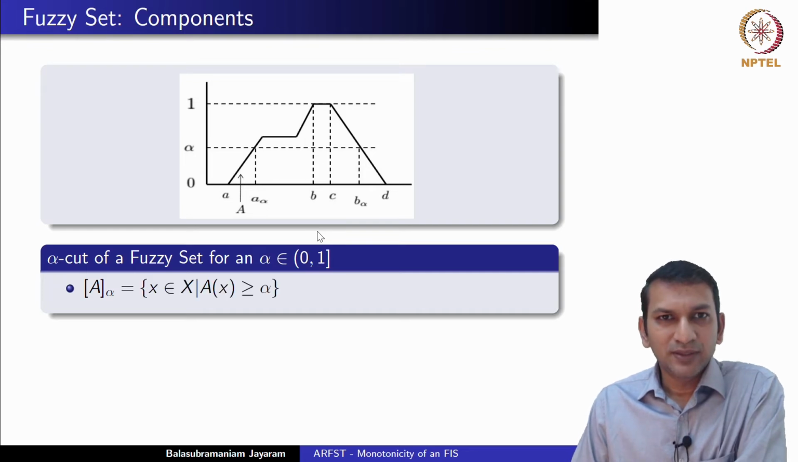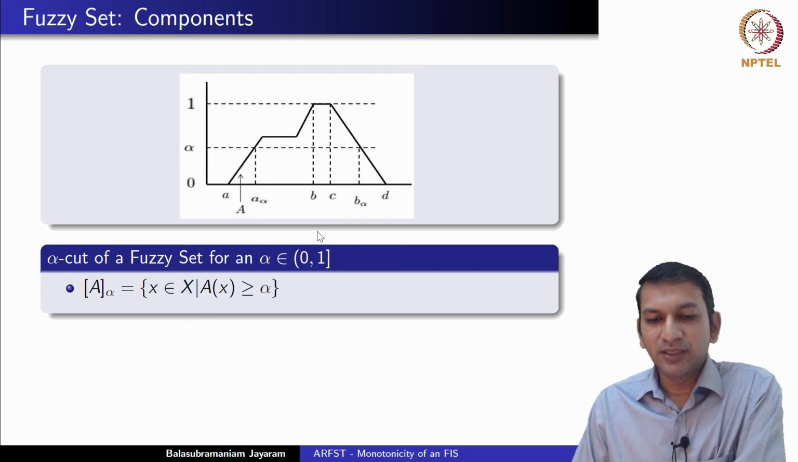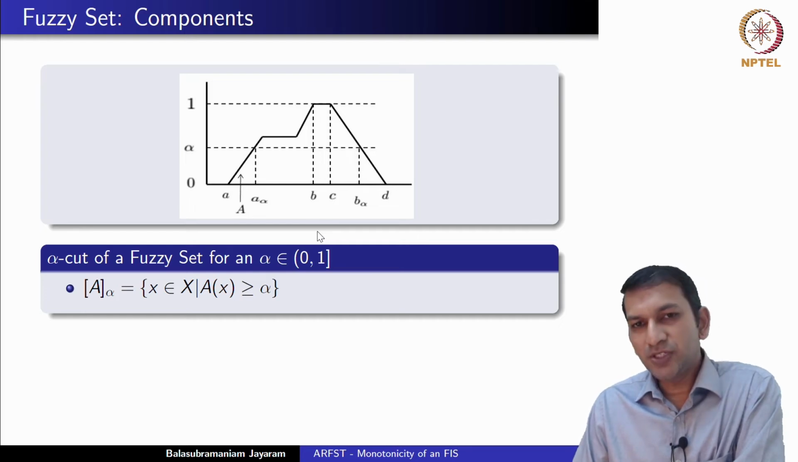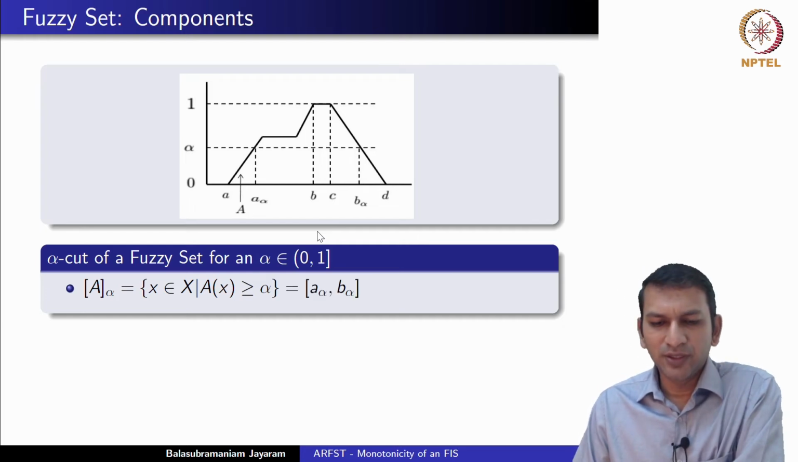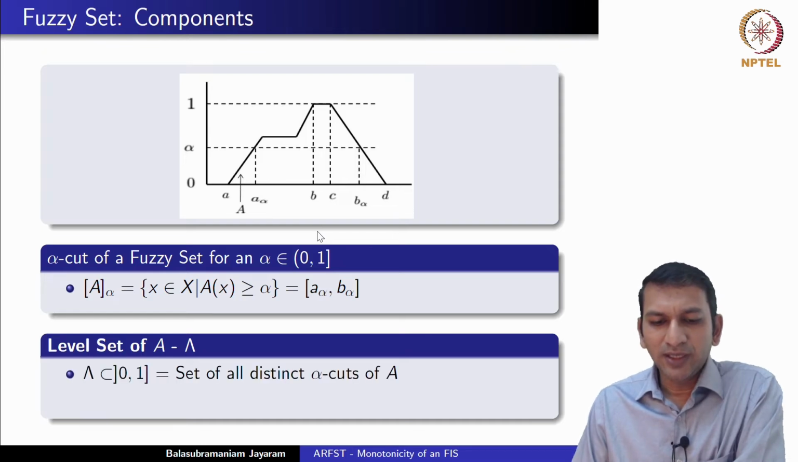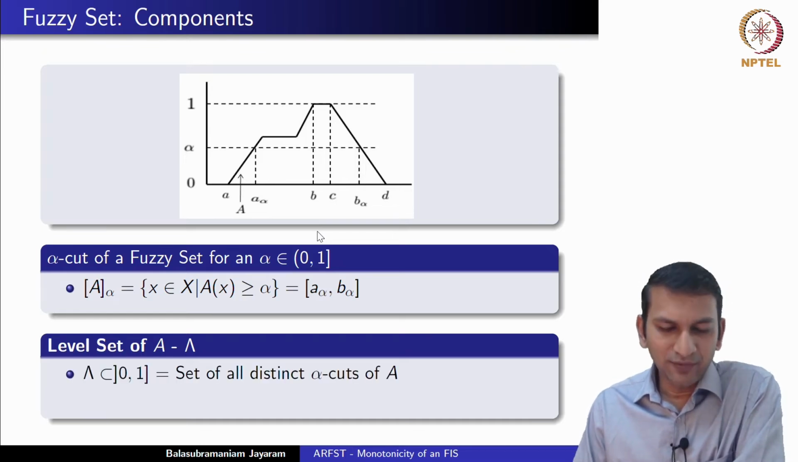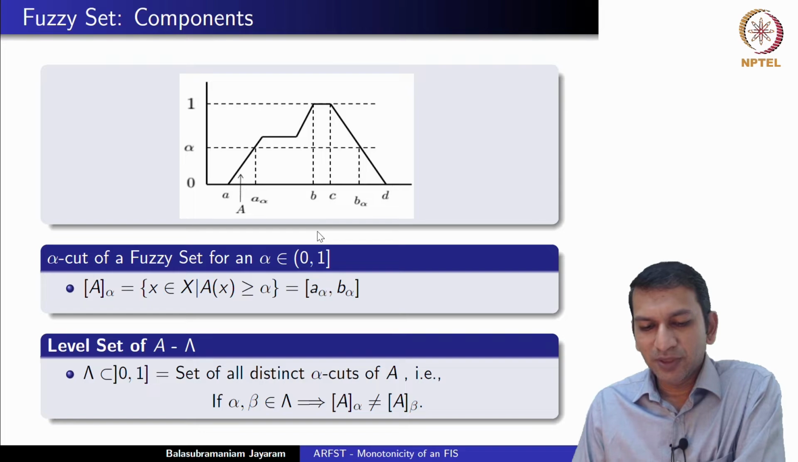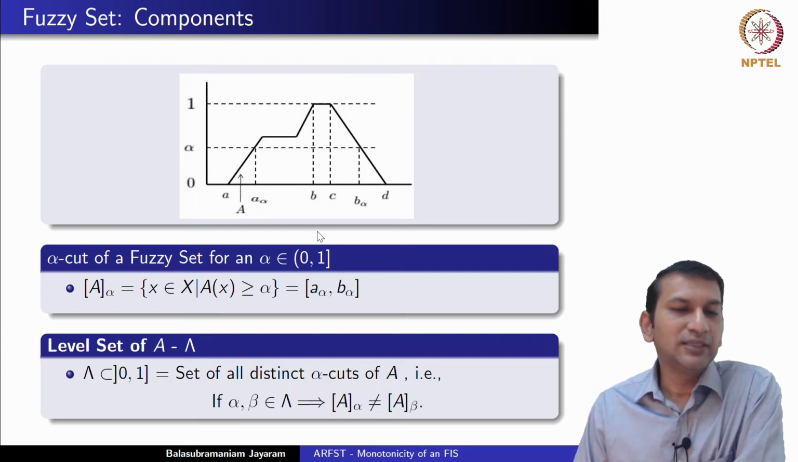For any alpha in (0, 1], the alpha cut is all those elements of the domain whose membership degree is greater than or equal to alpha. So in this case, for the figure that you see on the screen, the alpha cut for a particular alpha is essentially [A alpha, B alpha], the interval. And we know that the level set consists of all distinct alpha cuts. This is also characterized by the fact that if alpha and beta come from lambda, then the corresponding alpha cuts are in fact different.